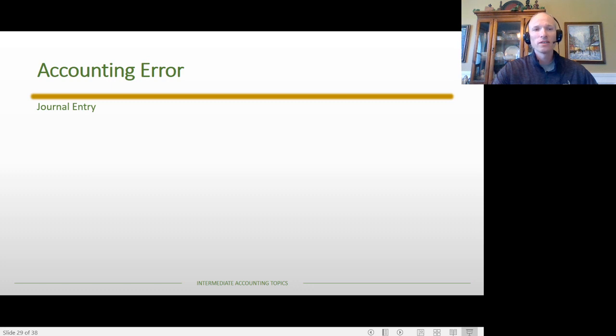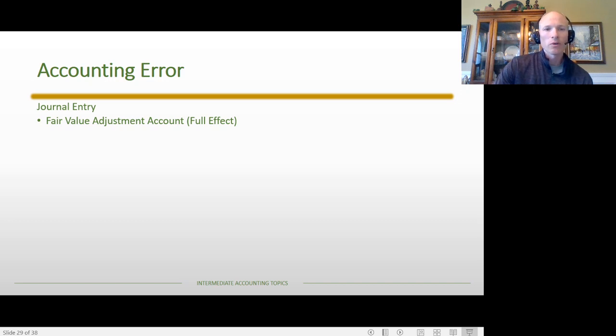Notice the smaller font. Anytime you see small font on one of these slides, that means there's a lot of work that's going to be going on here. All right. So let's walk through this a little bit. We do have a fair value adjustment account, so we have to think about what's going on with it. There's going to be a full effect on the fair value adjustment account. The full effect of this error is going to be captured in the fair value adjustment account.